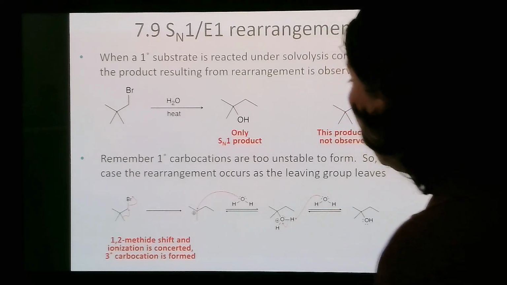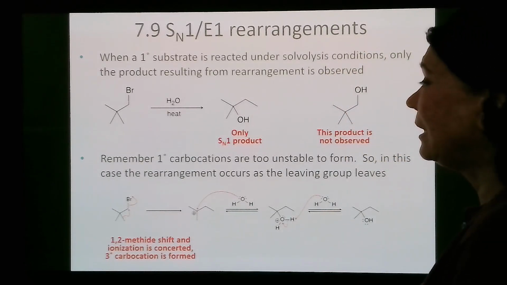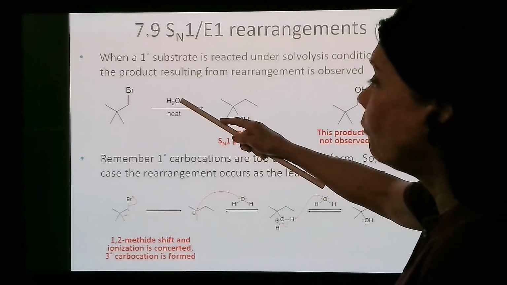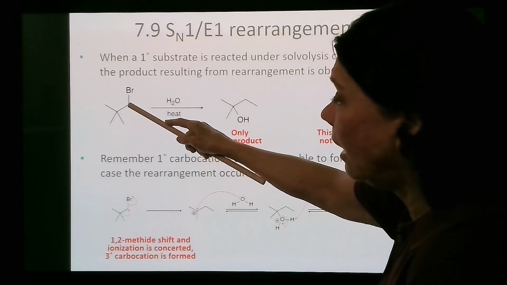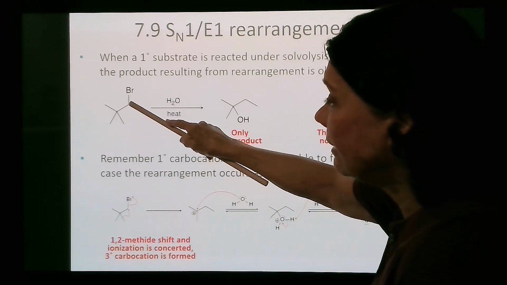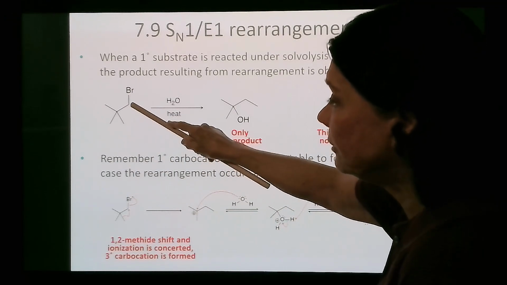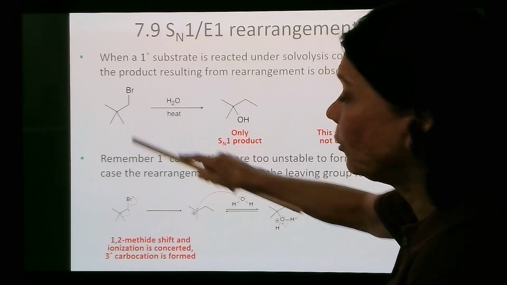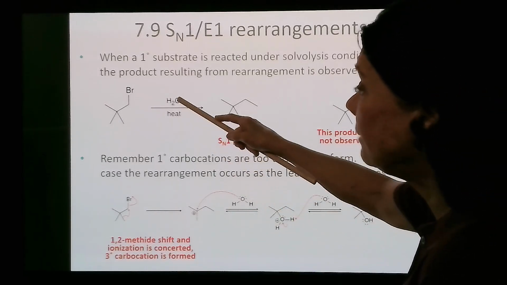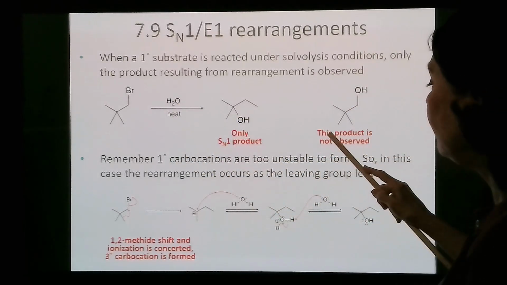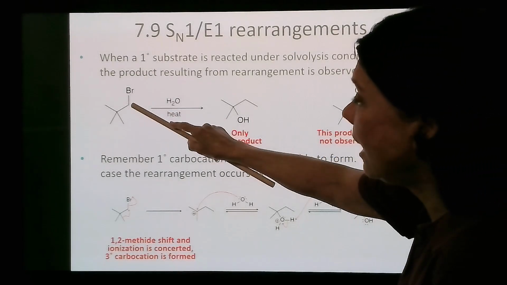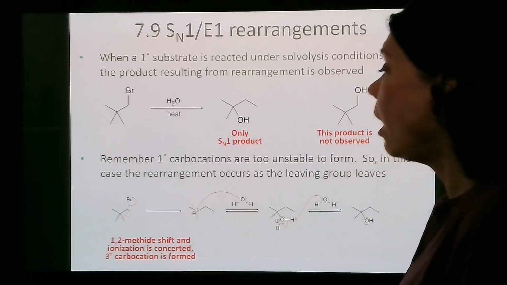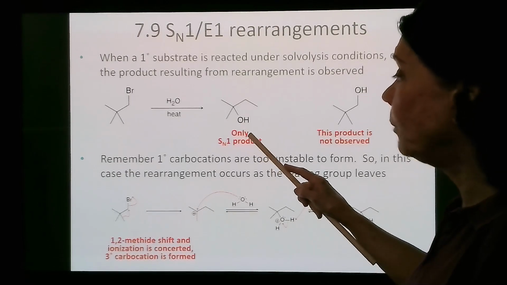And so it's not going to even really exist long enough for water to bump into the carbocation that's at the primary position. So the primary carbocation doesn't exist long enough to bump into the water. So this product is not observed where you would have water attacking at that position. So all you see is just the rearrangement product.